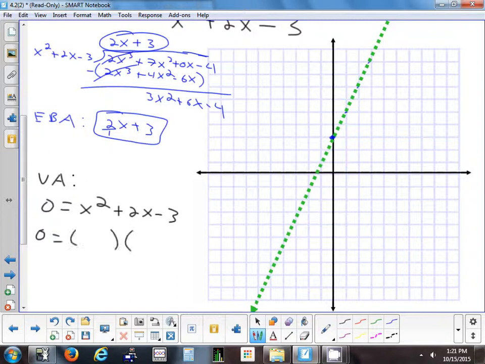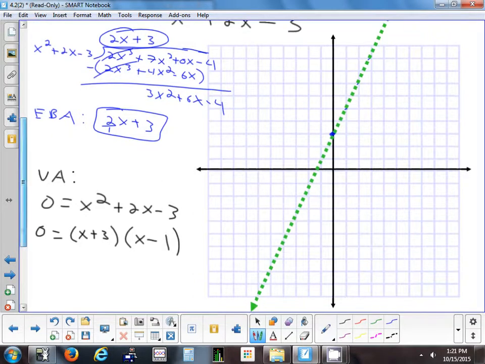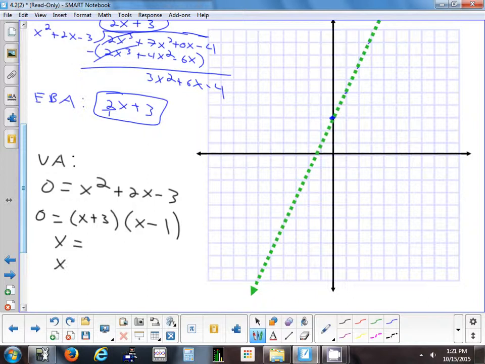If it doesn't factor, use the quadratic formula, but that factors. We're going to need a plus and a minus. Plus 3, minus 1. Let's check. We get x squared, plus 3 minus 1 plus 3 is plus 2. Yep, so that's good. Where are my vertical asymptotes? x equals -3, x equals 1.